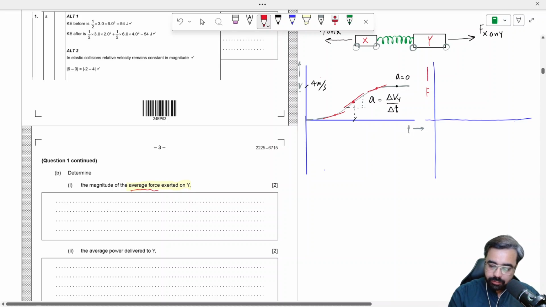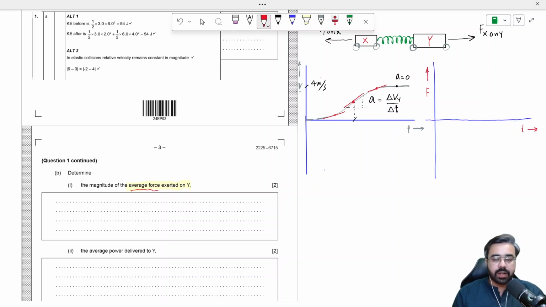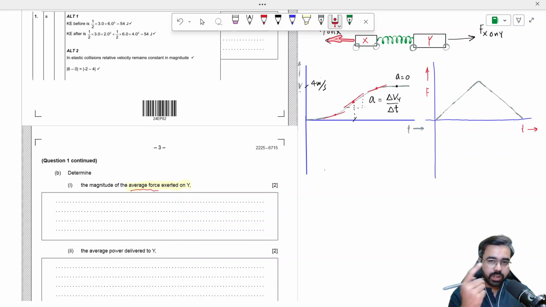In the same manner, if I draw the force-time graph, you know the force is directly proportional to acceleration. So if the acceleration is increasing from 0 and reaching its maximum value, it means the force is also increasing from 0, reaching some maximum value and then decreasing like this. I'm drawing this graph for card y, remember, because the force on card y is rightward, which is positive, whereas the force on x is leftward, which will be negative. So for x, the graph will be exactly similar but below the x-axis. This is all just for clearing the concept. If you understand the graph, you can easily understand the question and give the answer accordingly.